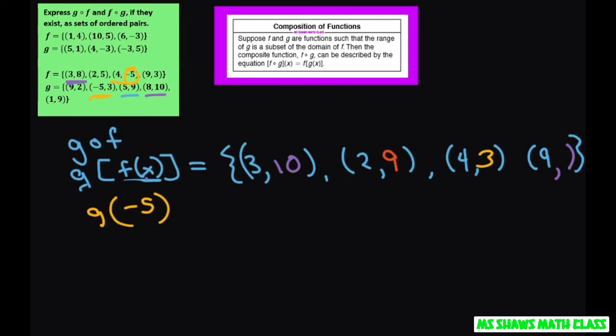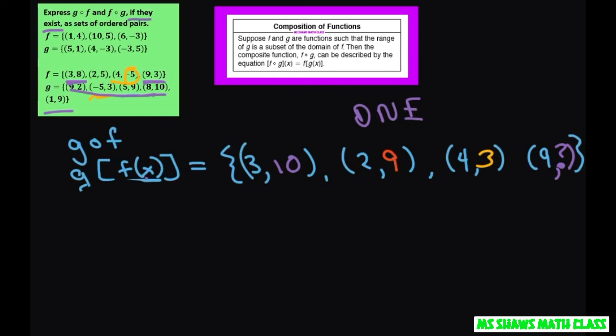And finally, you have 9. So 9, your f of x would be 3, and g of 3. So you look for g of 3, and we don't have one. So for this one, it says if they exist, this does not exist, because we don't have anything to map to the 9. We don't have a y value to go with the 9. Okay, let's try the other way.